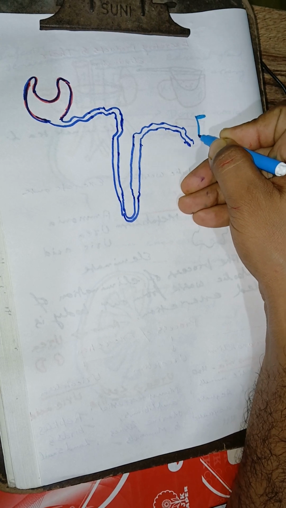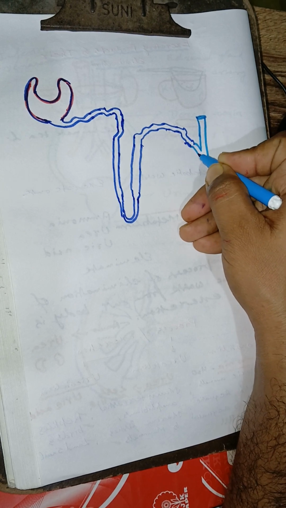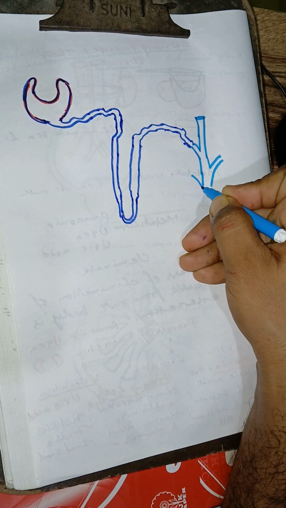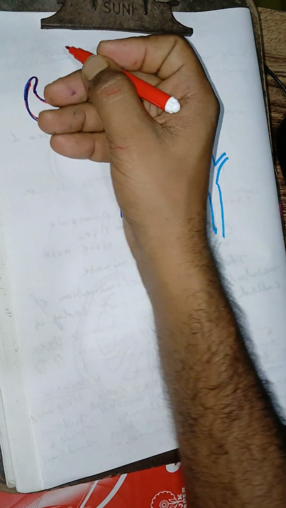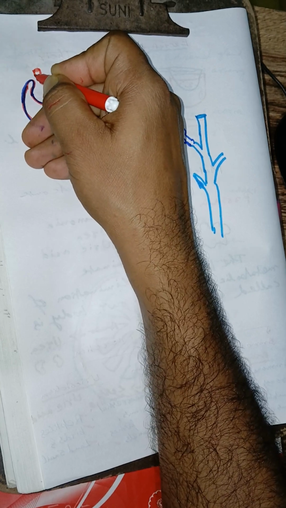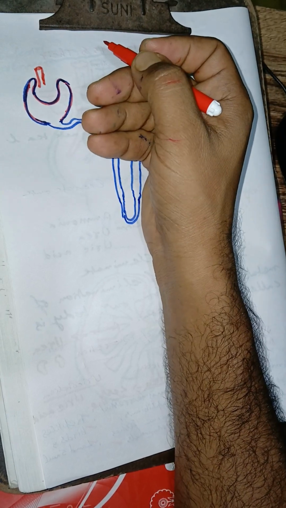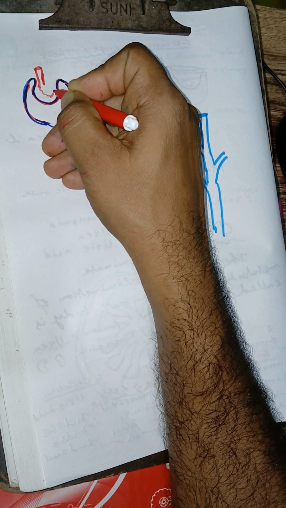You have to know that the distal convoluted tubules of many nephrons join with the collecting duct. This collecting duct collects the urine and transfers it to the ureter. First, this is the afferent arteriole, which means this arteriole carries the blood. And this blood contains the urea, and after that it forms the capillary inside the Bowman capsule.